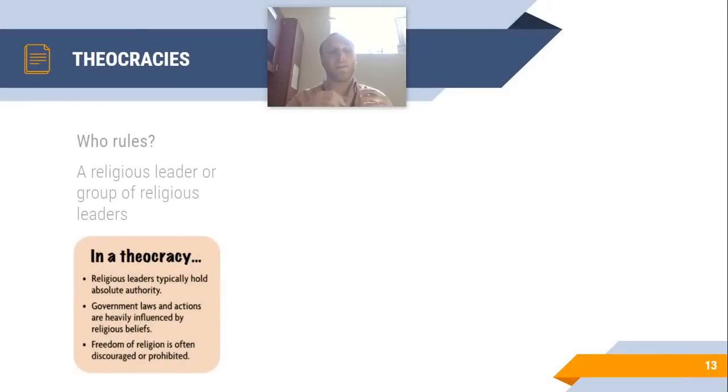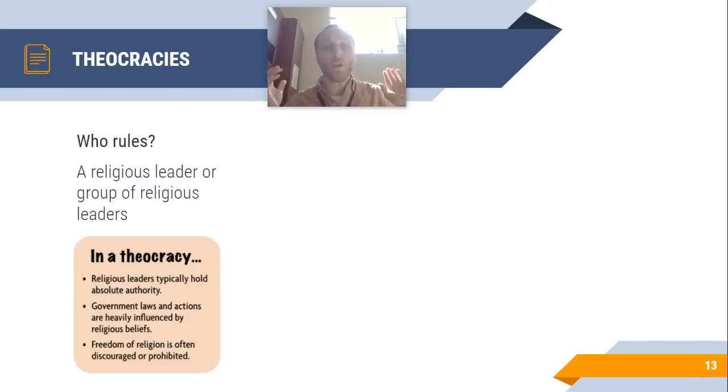Okay. So in a theocracy, religious leaders have absolute authority typically. They pretty much have all power. Their laws and actions sometimes are influenced by the holy book or by their religion, and there's usually not any opportunity for freedom of religion. Right? In America, we have the freedom to choose any religion that we want, or you can choose to follow no religion. Well, in theocracies, you're typically forced to follow a specific religion. You don't really have that freedom.